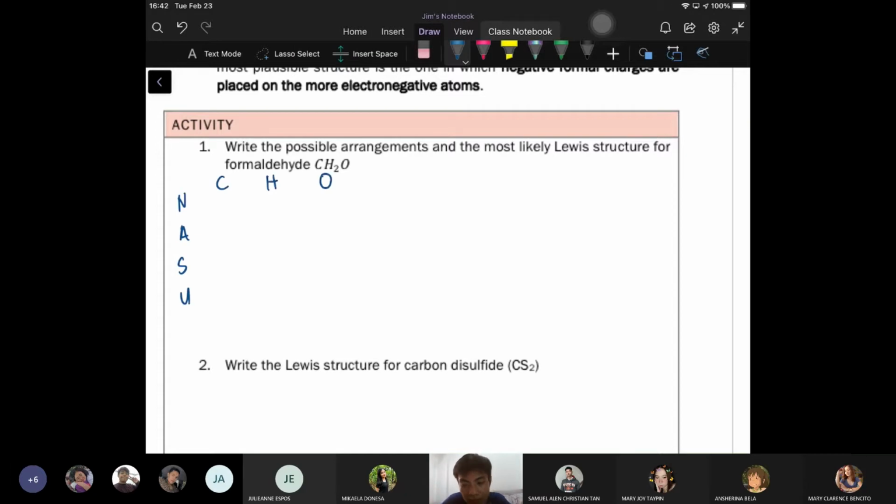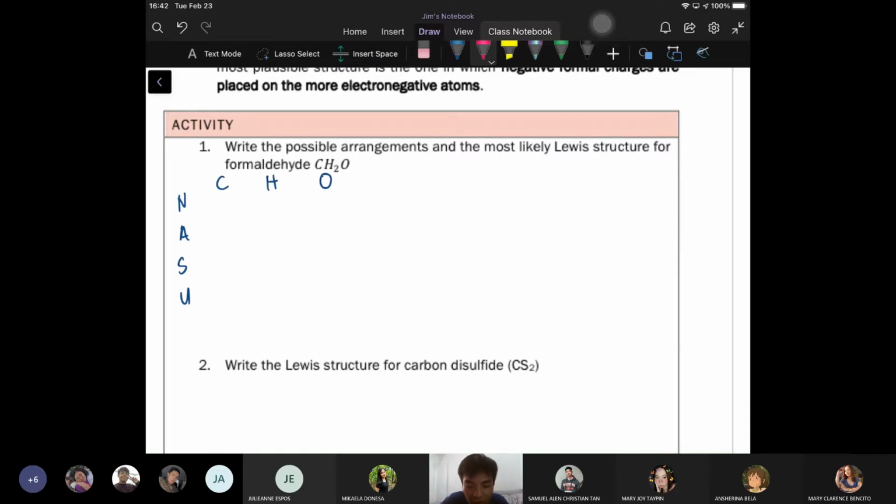So needed electrons. Carbon, it requires 8 electrons because it follows the octet rule. Sir, paano ko po malalaman kapag magpo-follow yan ng octet rule? If your atom contains p orbital, then octet rule dapat yan. Okay? So carbon is in the p block of the periodic table.